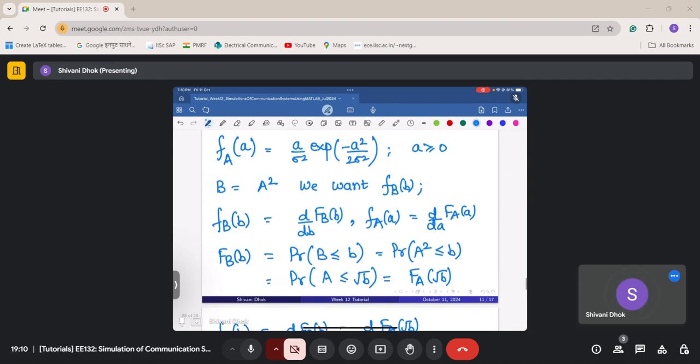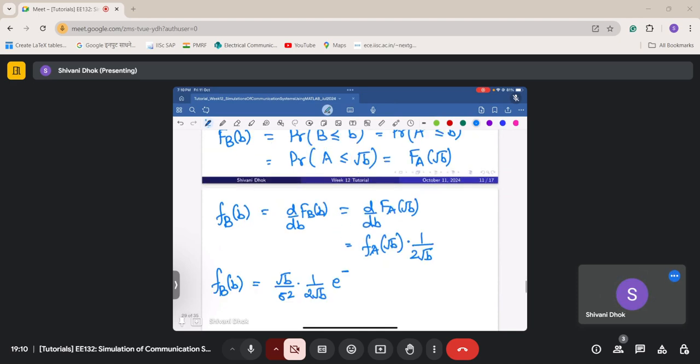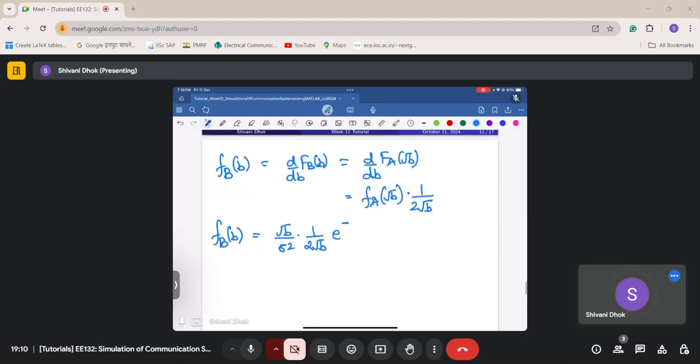What is f_A? It is a upon sigma square e power minus a square by 2 sigma square, so your a is root b, multiplied by 1 over 2 root b, into e power minus b by 2 sigma square. So the root b gets cancelled, and what we get is 1 over 2 sigma square e power minus b by 2 sigma square, for b greater than or equal to 0. And this particular random variable is known as an exponential random variable.